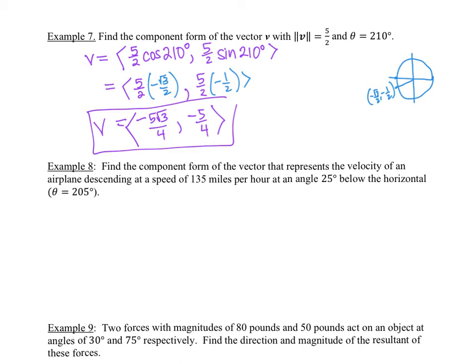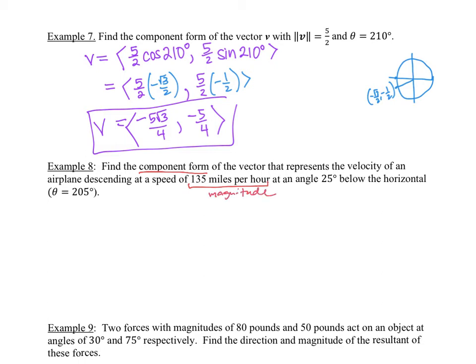Okay, example 8 is, we're going to put it in component form, but it's kind of like a word problem. It's asking me to find the component form, which is exactly what I just did in the previous problem. They're telling me the velocity of an airplane descending at a speed of 135 miles per hour, at an angle 25 degrees below the horizontal, and then they put theta equals 205 degrees. In this case, they want it to represent the velocity. So this 135 miles per hour is going to be my magnitude.